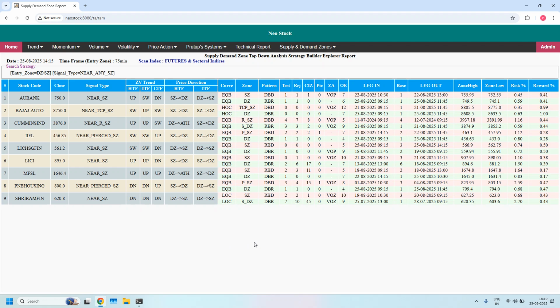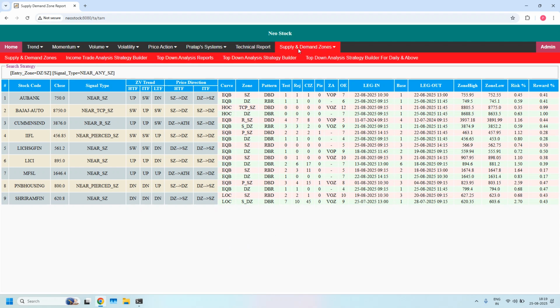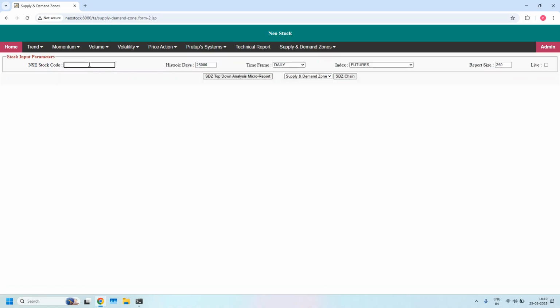Next we will move on to generation of NIFTY and Bank Nifty supply demand zone chain reports. Starting with NIFTY monthly time frame, I am generating monthly supply demand zone chain for NIFTY.